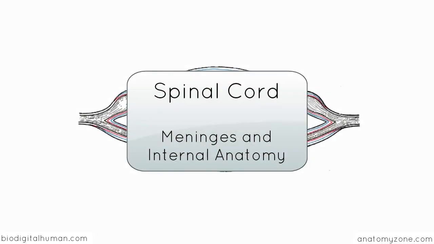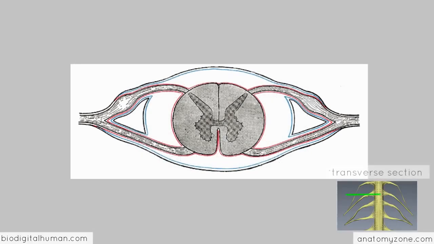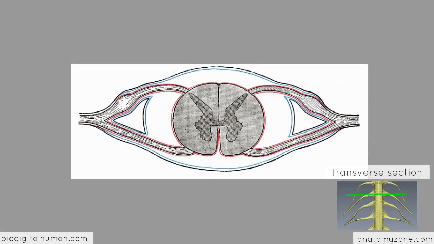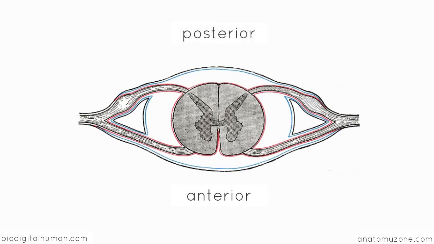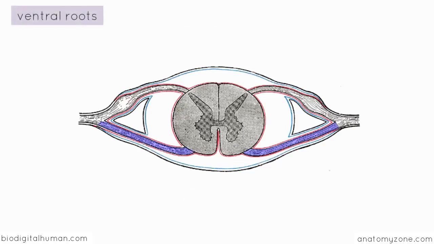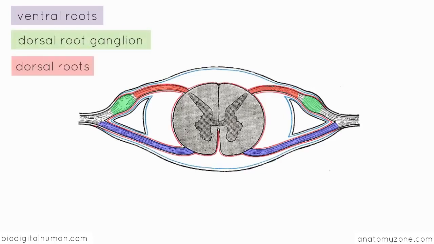Okay, so in this part of the tutorial we're going to take a look at the coverings of the spinal cord, so the meninges, and we'll take a look at the basic elements of the internal structure of the spinal cord. So down at the bottom is anterior and up at the top is posterior. And as I showed you before on the 3D models, we've got the ventral roots, which I've highlighted in purple, we've got the dorsal root ganglion and the dorsal root of the spinal nerve.